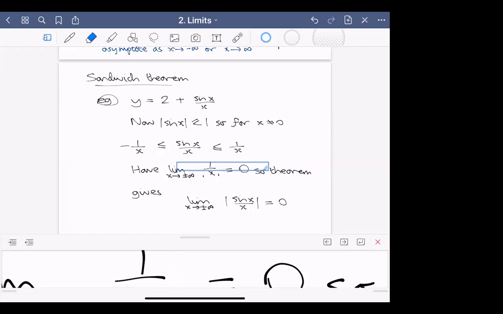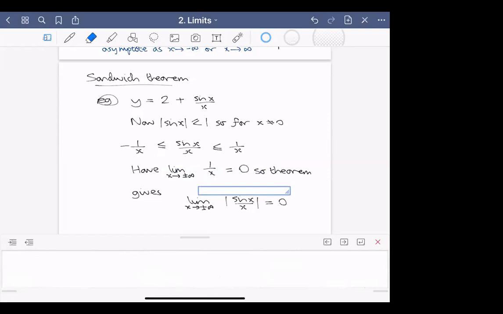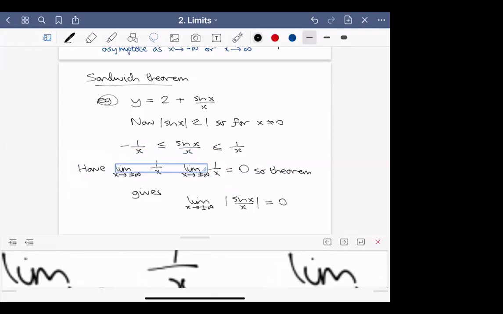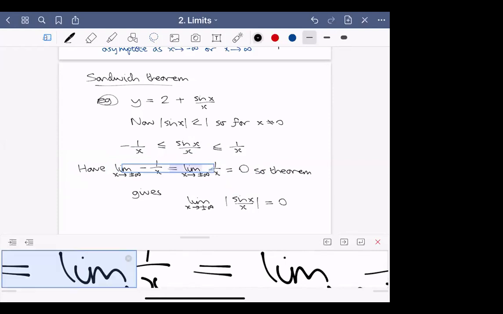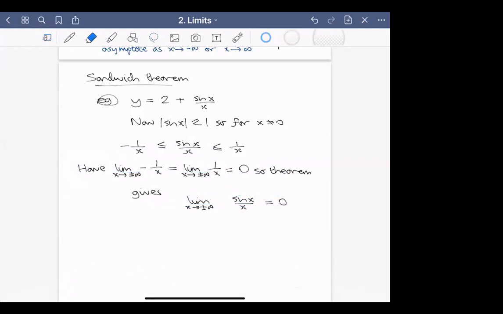And the limit of 1 over x equals 0. But also the limit of -1 over x equals 0. Write that in. So the sandwich theorem gives this.